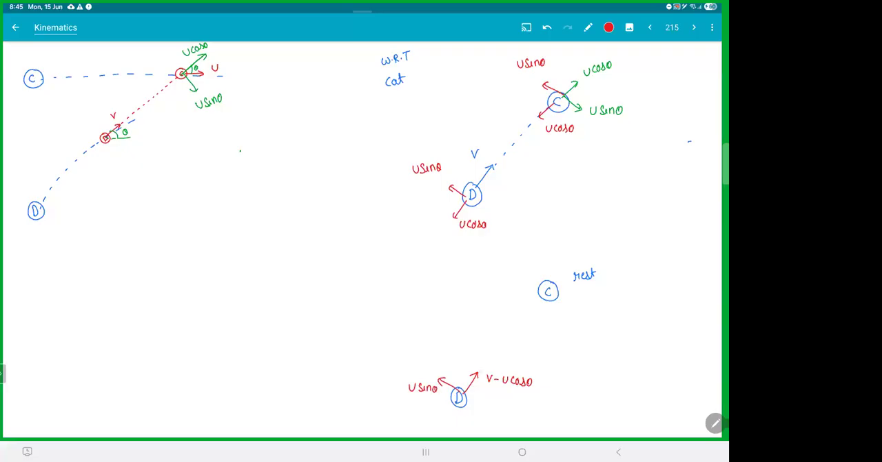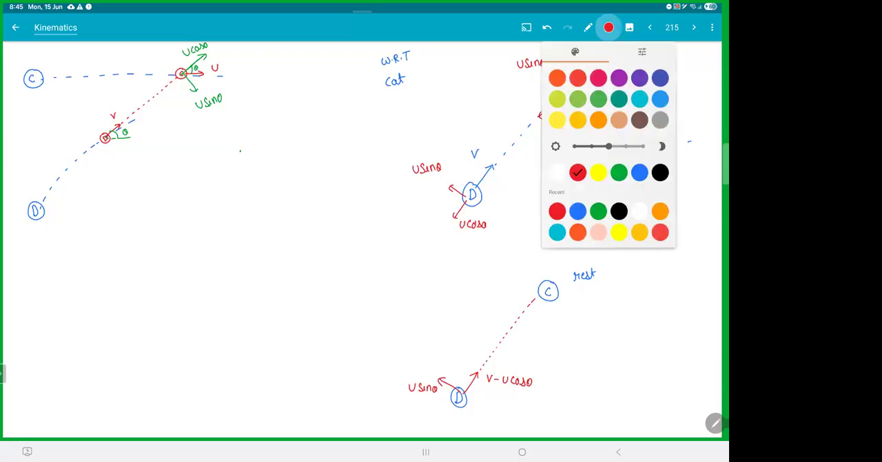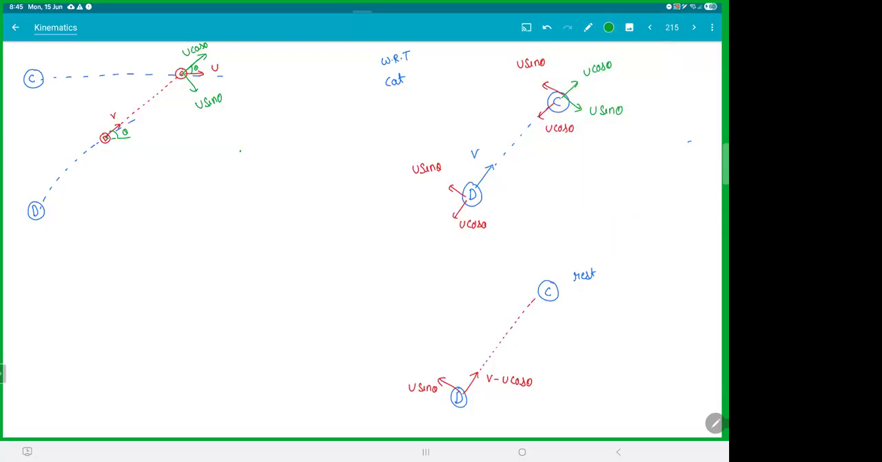This v minus u cos theta is bringing you close to the cat. This u sin theta is making you rotate. So if you look from the cat's perspective, it will feel as if the dog is taking a curve and coming towards you. It looks something like this.